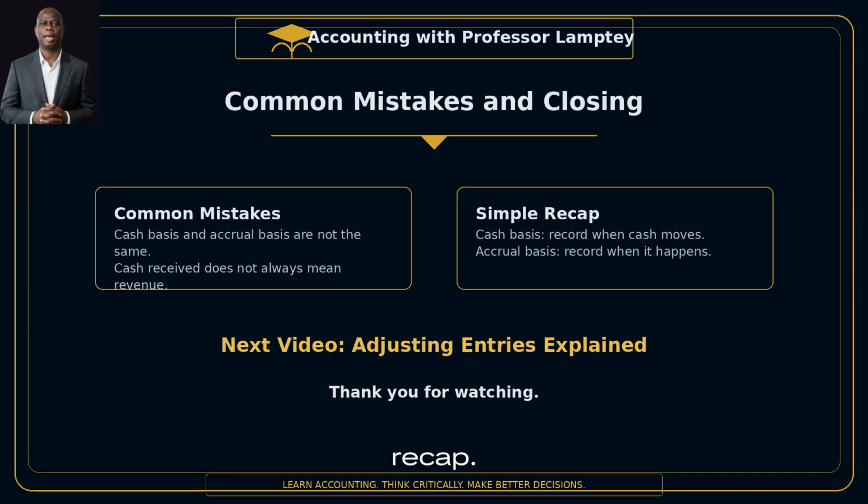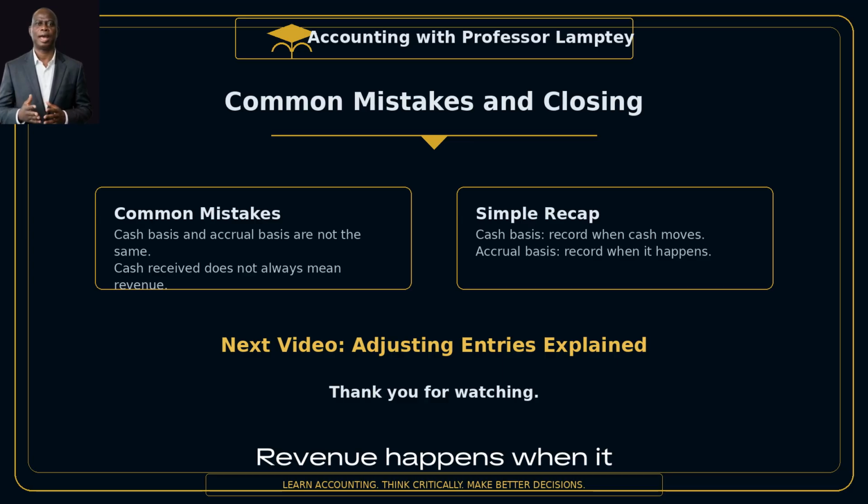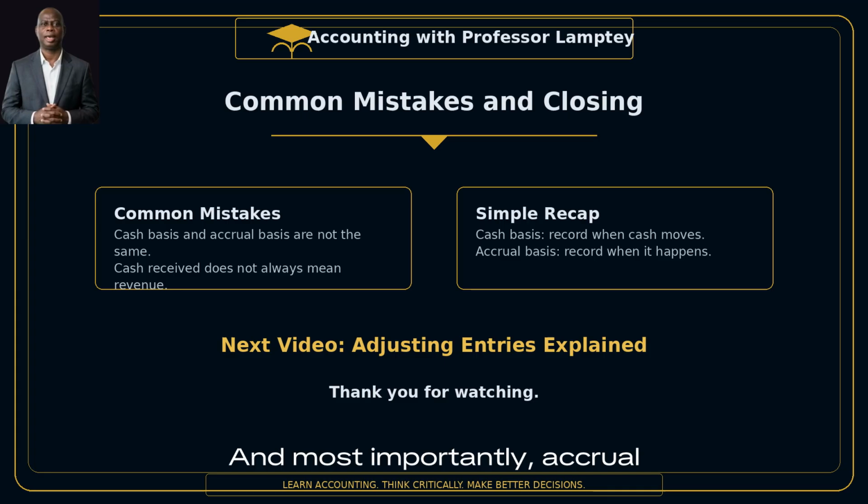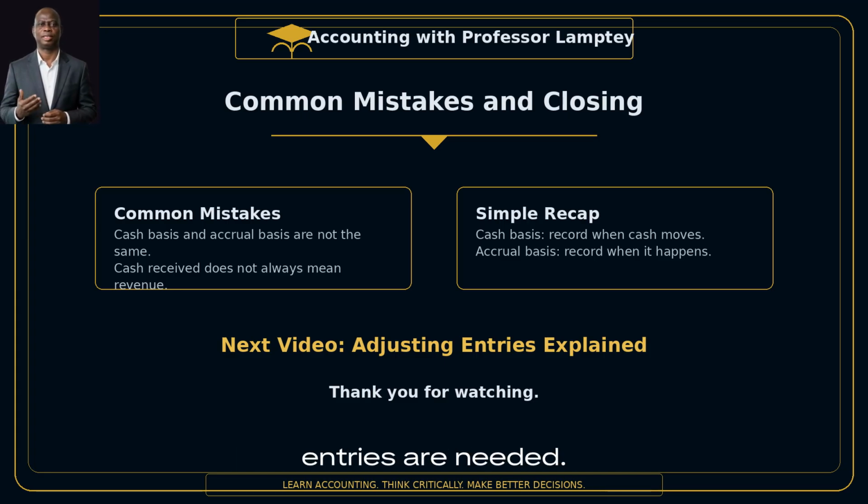Here is the simple recap. Cash basis says, record it when cash moves. Accrual basis says, record it when it happens. Revenue happens when it is earned. Expense happens when it is incurred. And most importantly, accrual accounting explains why adjusting entries are needed.